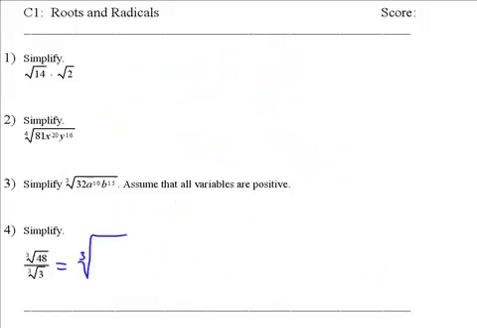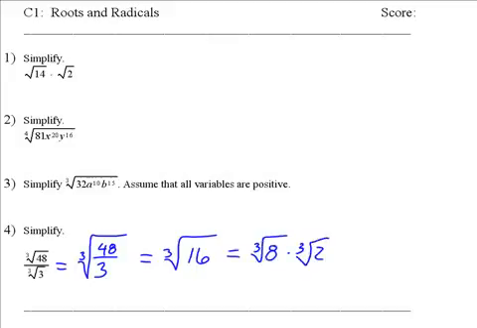Number 4, what I did was I just went ahead and thought of, at least, this as one big cube root of 48 thirds, which is the same as the cube root of 16. From this point, I just need to find a perfect cube that goes into 16. That would be 8. So cube root 16 is the same as cube root 8 times cube root 2. The cube root of 8 is 2. So I get 2 cube root 2, and that's as far as I can take it.